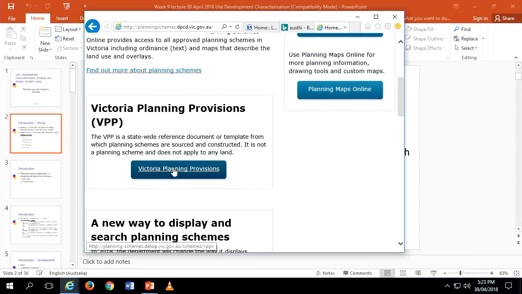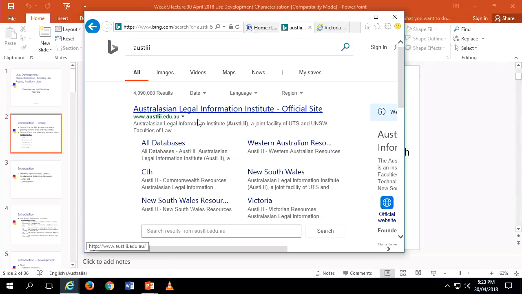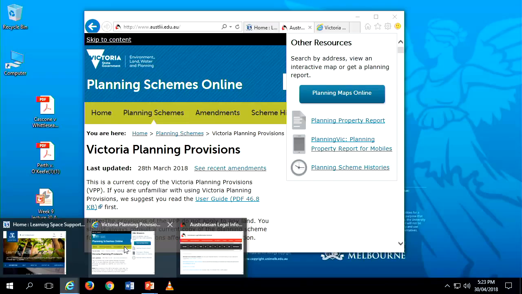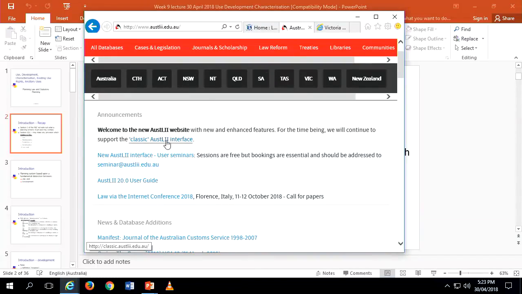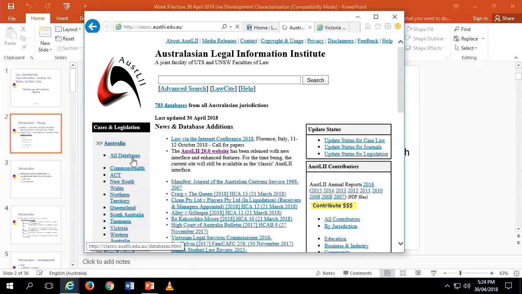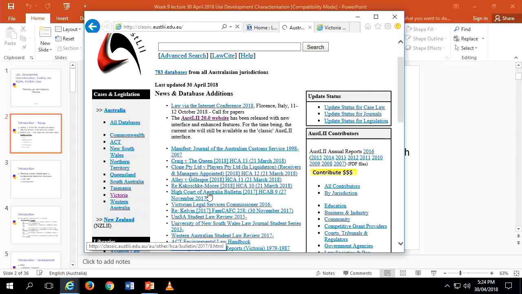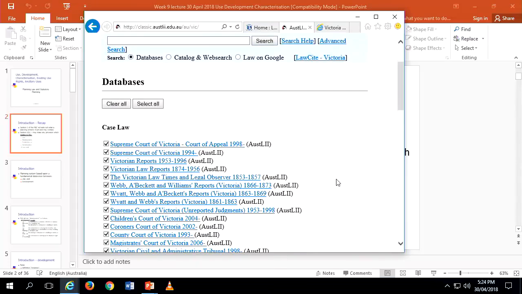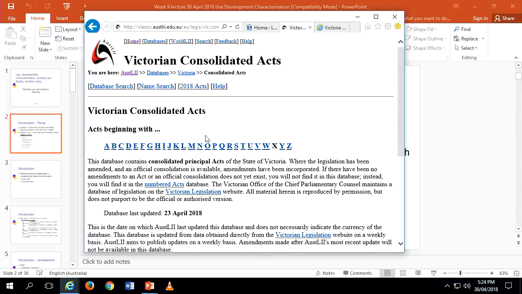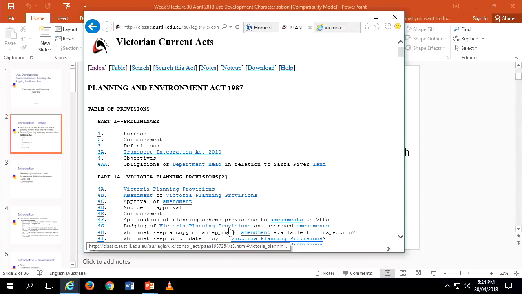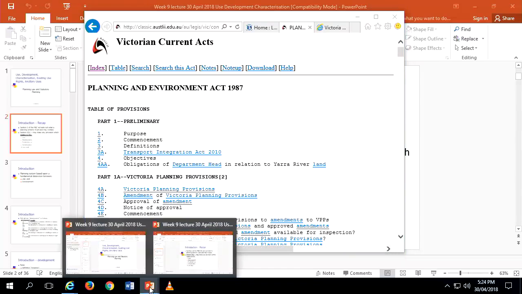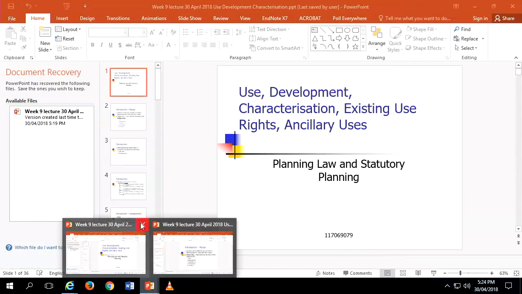Let's just open up Victorian planning provisions and let's go to the classic. The reason I'm using what they're calling the classic interface is just that I know how to drive that a little bit better, but there's not a huge amount of difference. Okay. Victorian Current Acts, P for Planning, and Planning and Environment Act. Okay, so I need two at once.